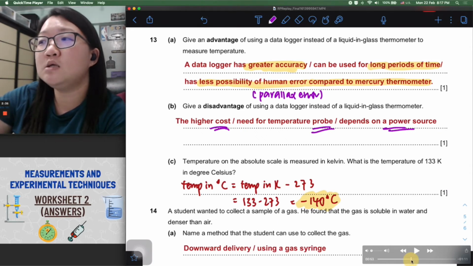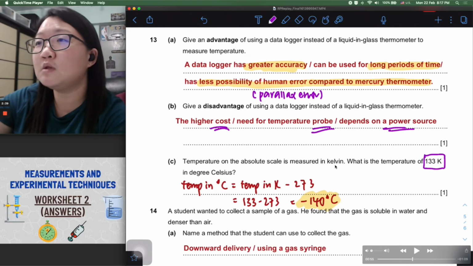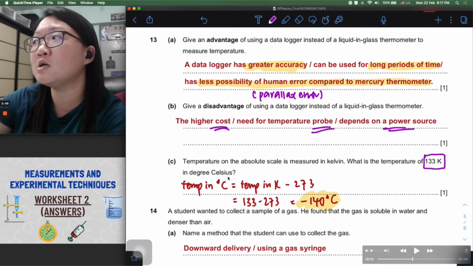Part C, temperature on the absolute scale is measured in Kelvin. That is your SI unit. Question asks you what is the temperature of 133 Kelvin in degrees Celsius. So this requires you to do a bit of conversion.